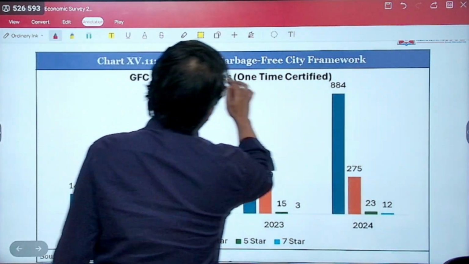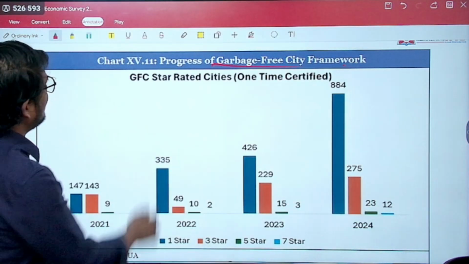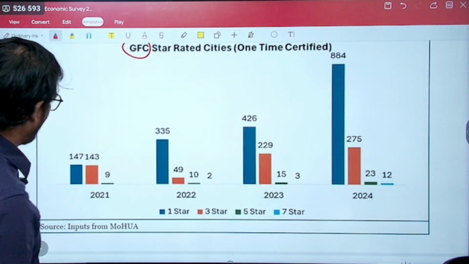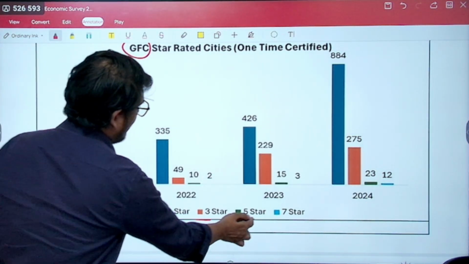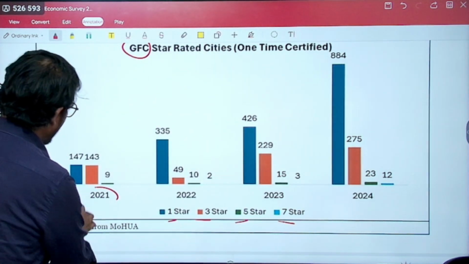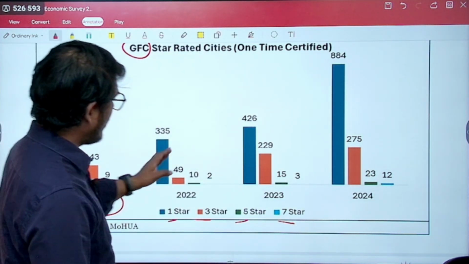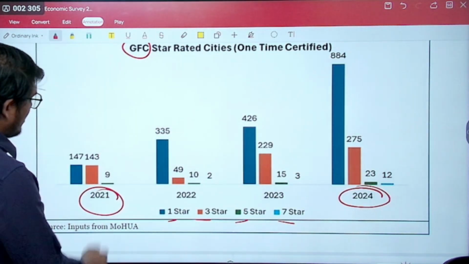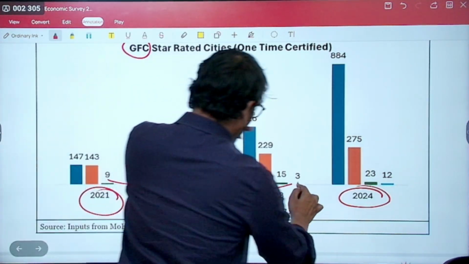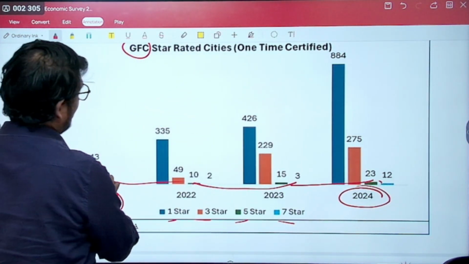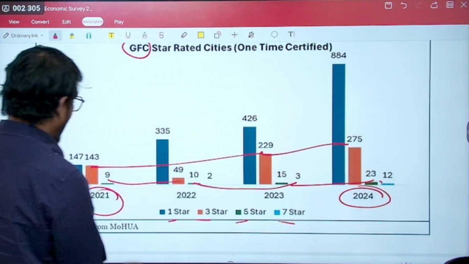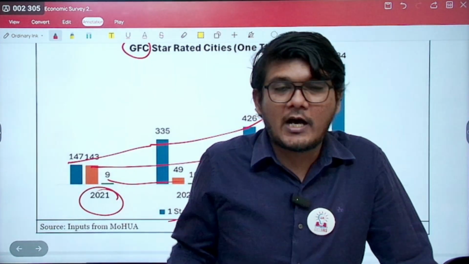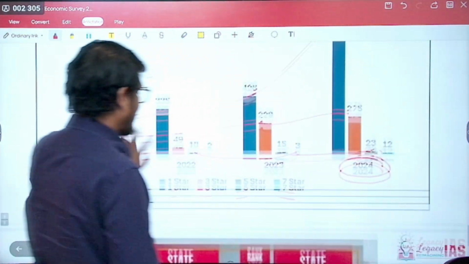Next is the progress of garbage free city framework. So GFC is basically garbage free cities, star rated cities which get one time certification. So you have 1 star, 3, 5 and 7 stars. So in 2021 you can see there is no 7 star, not here, but in 2024 there are 12 7 stars, whereas the 5-star numbers have also basically increased. The 3-star numbers have also increased, and the 1-star number has increased considerably. So the number of cities which are garbage free is increasing as we speak.